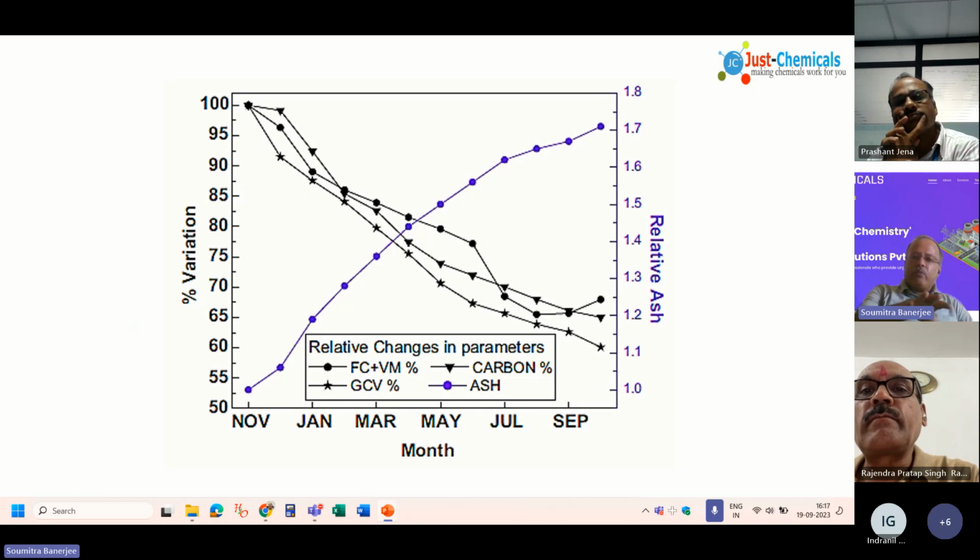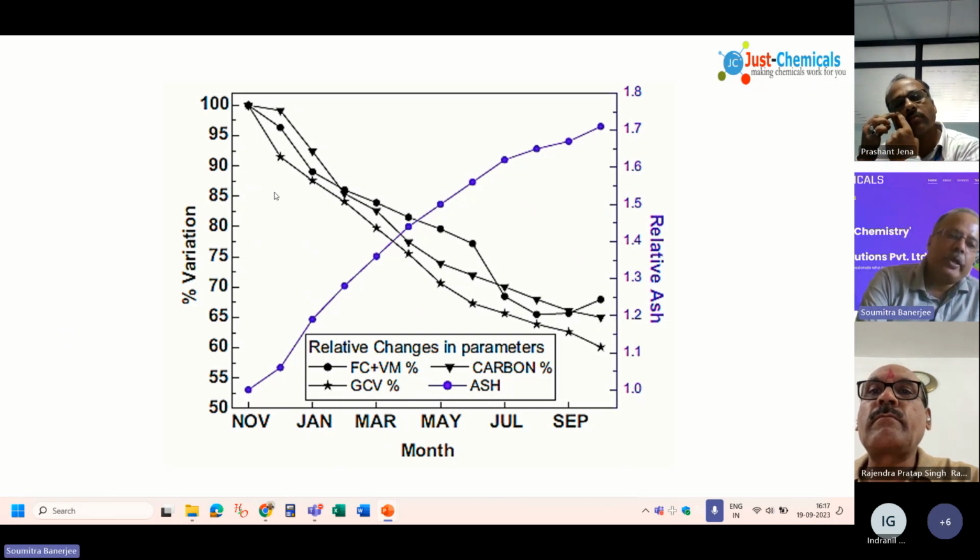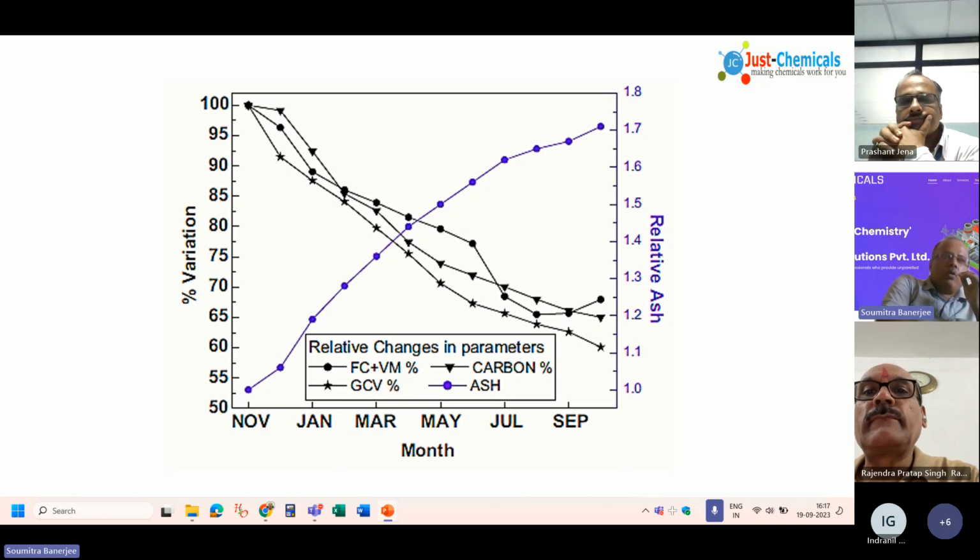So this is over a period of 1 year. Now, even if you consider November to January, a 3 month period, you see a considerable drop from 100% to 85%, and you lose a lot here. A 15% loss in GCV is significant. 50% loss in even fixed carbon and volatile matter, because GCV is considering all that, right? Fixed carbon, volatile matter. So you are actually losing money when you are not following FIFO.